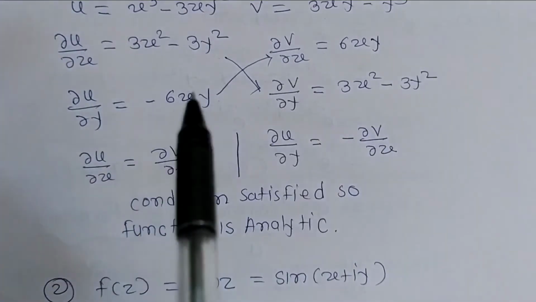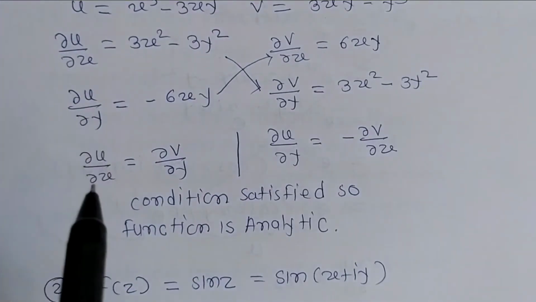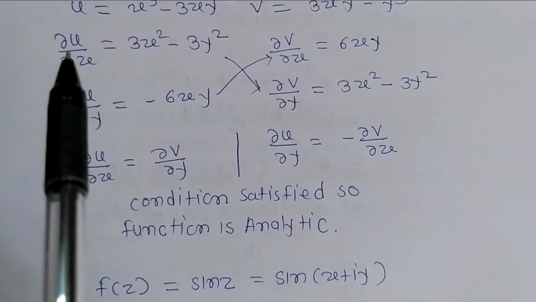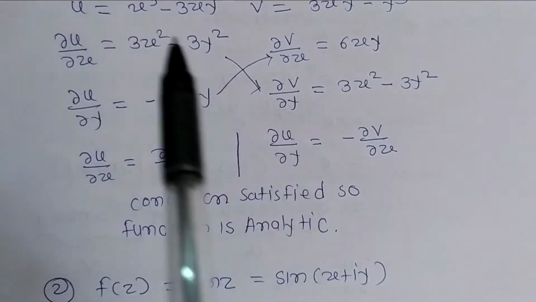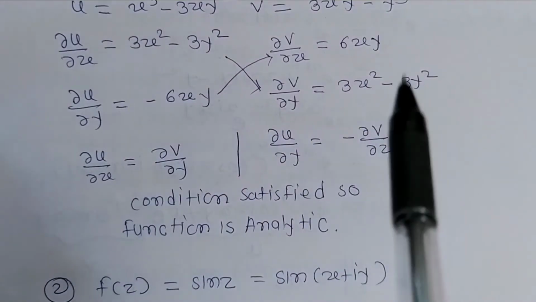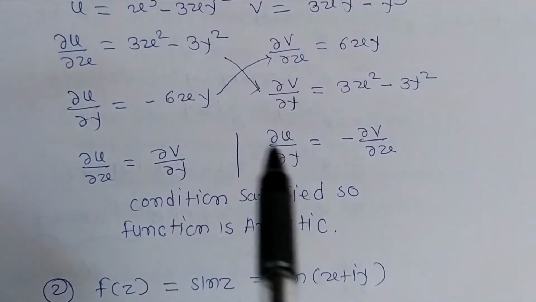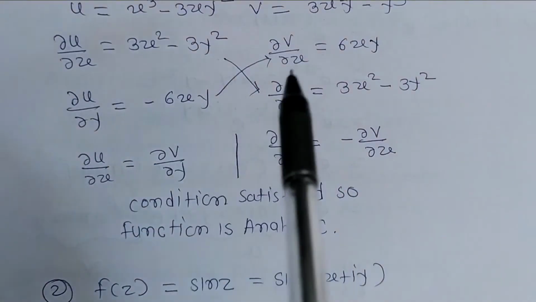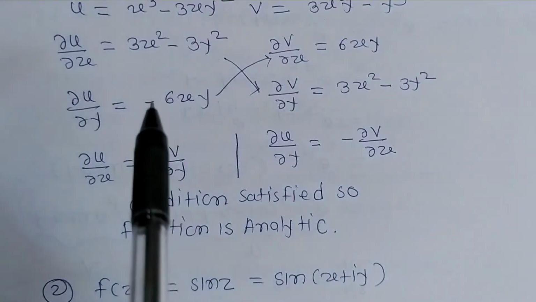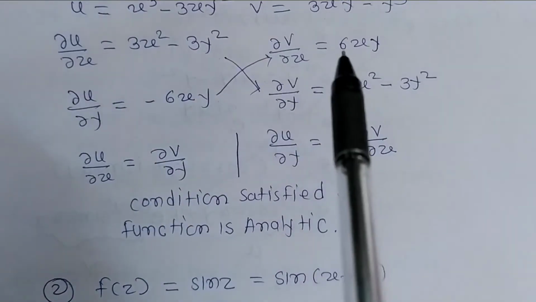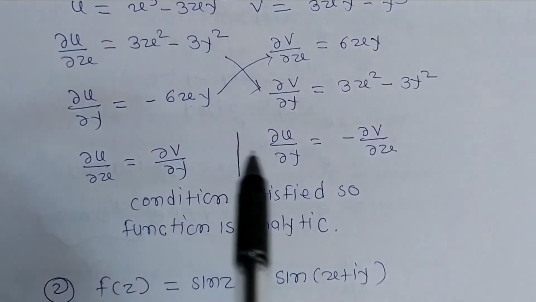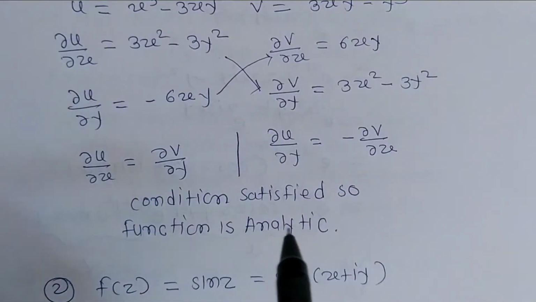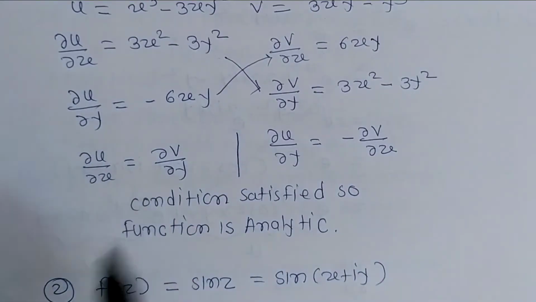The condition is that dou u by dou x is equal to dou v by dou y. Both are the same, so the first condition is satisfied. Then dou u by dou y is equal to minus dou v by dou x: here minus 6xy and here plus 6xy, so this condition is again satisfied. So when the conditions are satisfied, the function is an analytic function.